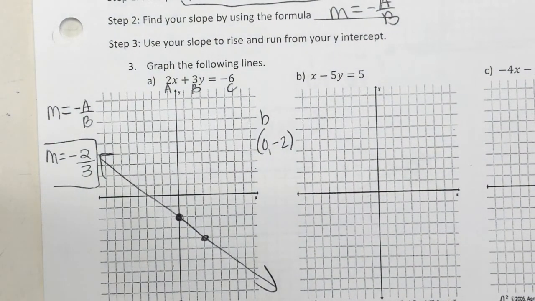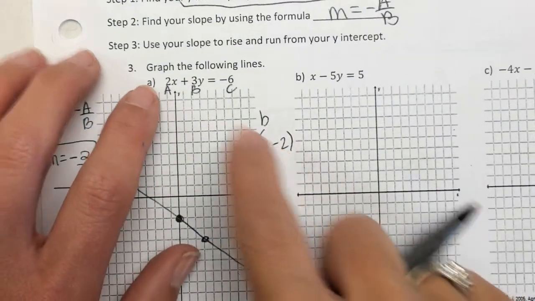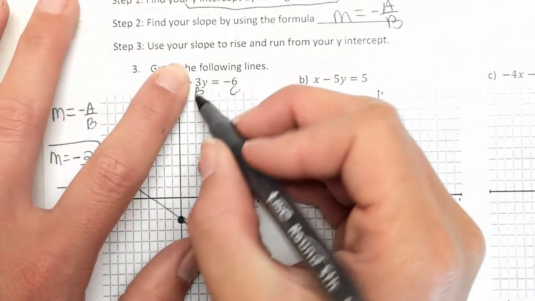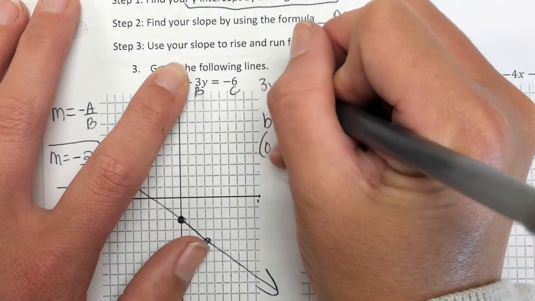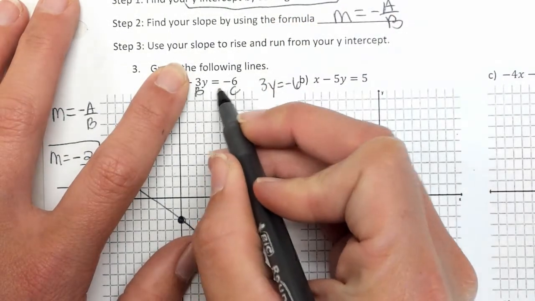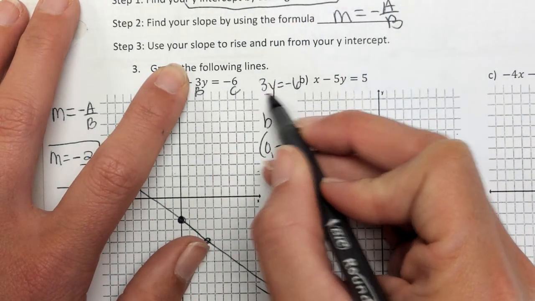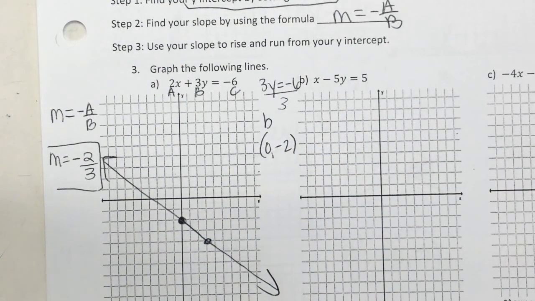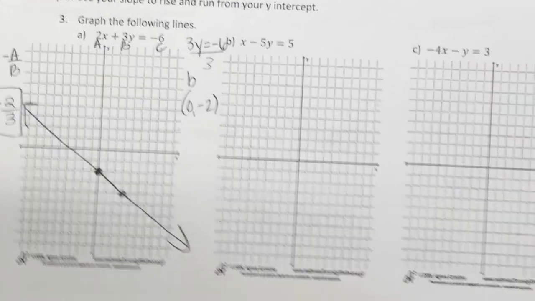Where'd you get the y-intercept from? The y-intercept we looked at here and just set x to 0, kind of like we were doing at the beginning of the notes. So when I set x to 0, that would give me 3y equals negative 6, right? And then I solve for y by dividing by 3. Alright, do B and C on your own. And then I'm going to come get 2 people to come graph this up here.